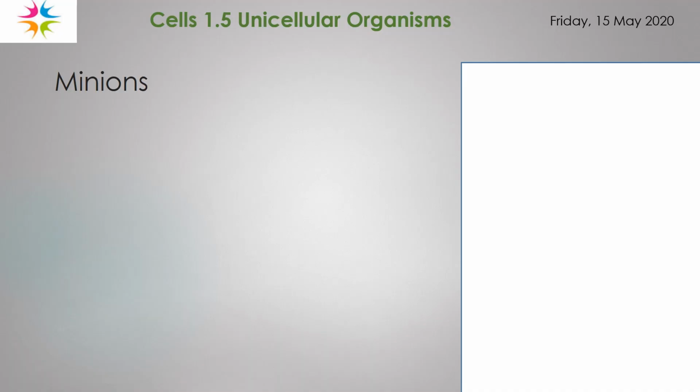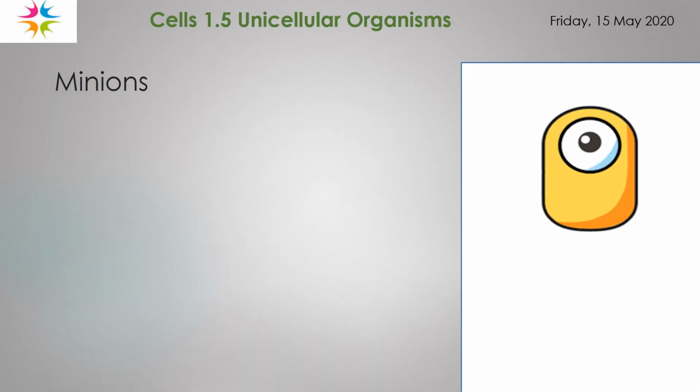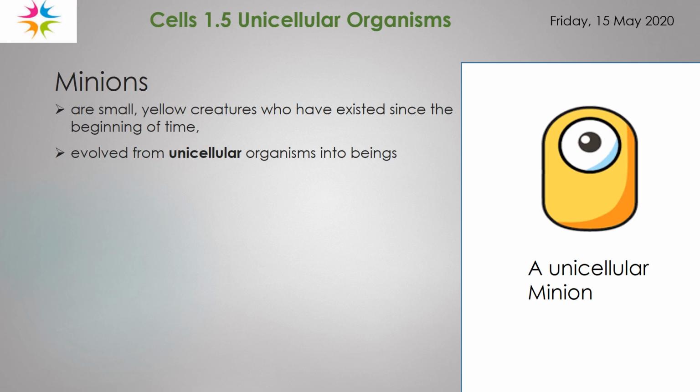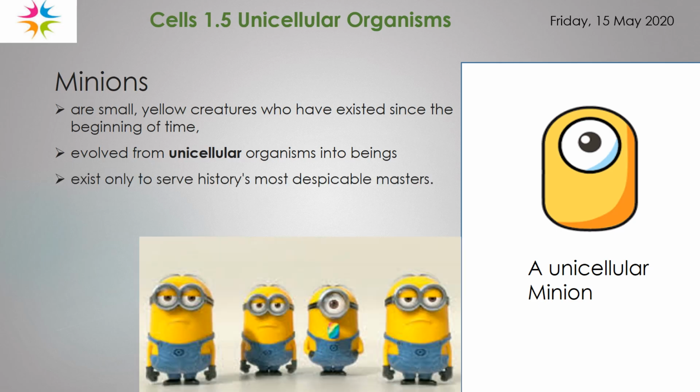Here's just an example of a unicellular organism. It's a minion. There you go. So minions are small yellow creatures who existed since the beginning of time. I'm not sure why I'm telling you this, because you know this much better than I do. They evolved from unicellular organisms into more complex beings. There's a unicellular minion. They exist only to serve history's most despicable masters. And if you're looking at the PowerPoint and you click on the minions, you can hear them sing the banana song if you really want.